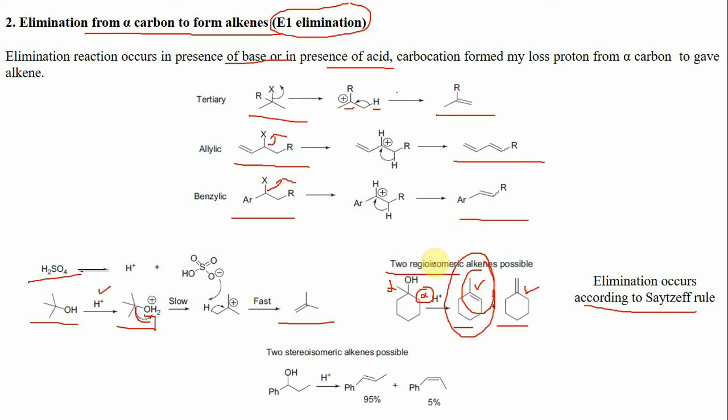Similarly, when there is a formation of two possible stereoisomeric structures, for example in this substrate, there is a formation of two stereoisomeric product molecules. So one is a cis molecule and the other one is a trans molecule. So in this case, the trans alkene is formed as the major alkene, as it is more stable as compared to the cis alkene.